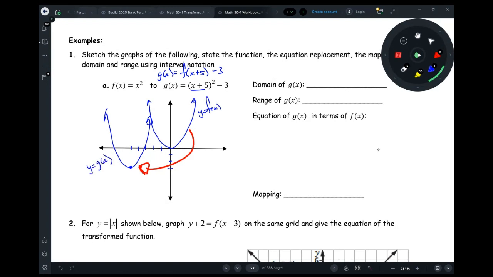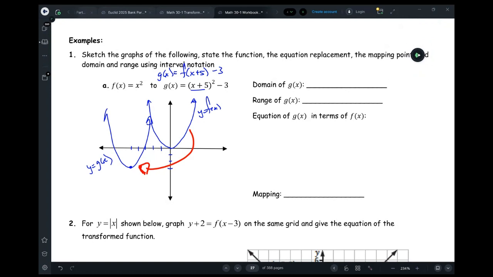Okay, so now what happened to the domain of g of x? Well, nothing. Normally, a horizontal translation would affect the domain. It's not going to affect the range, but it will affect the domain. But in this case, because the domain was already negative infinity to infinity, moving it 5 to the left isn't going to change anything. The range, however, will change. The range originally was greater than or equal to 0. Well, now we're going to be greater than or equal to negative 3. So it's going to be from negative 3 inclusive out to infinity.